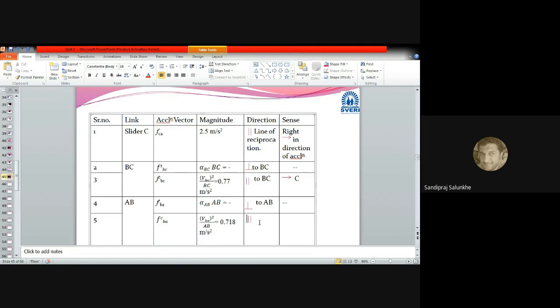It is parallel to link AB, and its sense will be... who can tell me which way to take the center of rotation now? A is known, so I am taking it towards A. We have not yet found the location of C on the acceleration diagram, or the location of B. That's why we take the sense towards A, because A is known, A is stationary. Does anyone have doubts about this table?